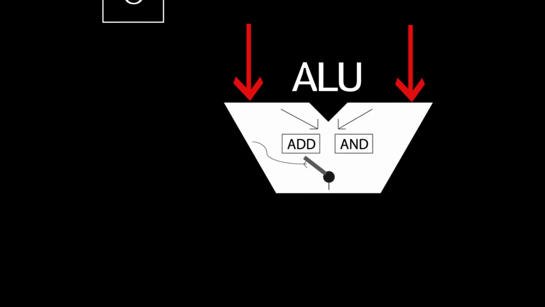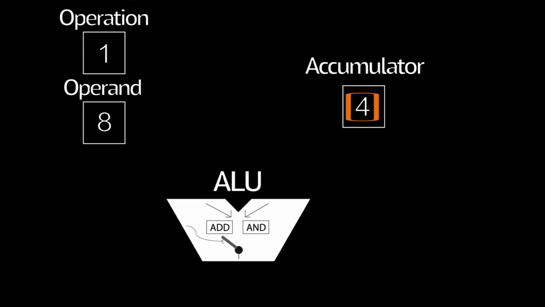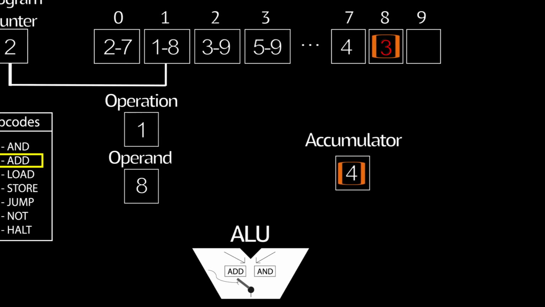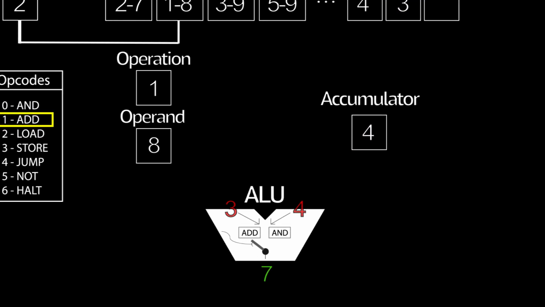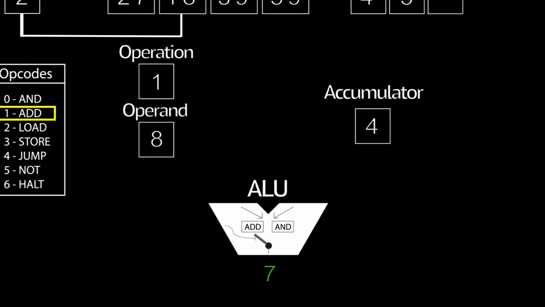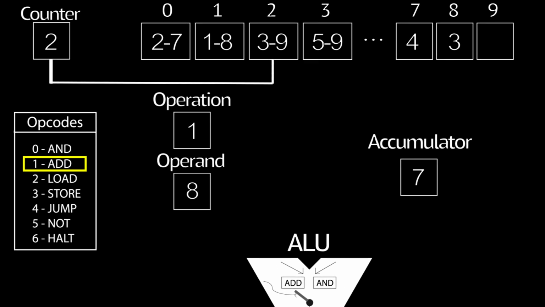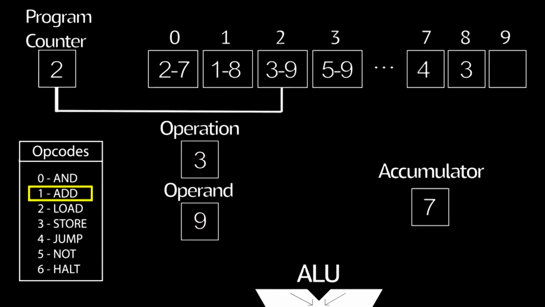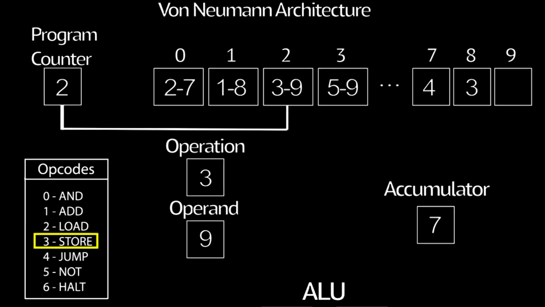In essence, the ALU is a function selector that takes in 2 inputs, chooses the operation, and spits out the output. So, we're actually going to take register 8's value of 3 and the accumulator value of 4 and plug this in to the ALU with the opcode as the function selector. Since 4 plus 3 is equal to 7, the ALU outputs this value and stores it back into the accumulator. The program counter is at 2, and register 2 has opcode 3 and operand 9. The store instruction tells us to save the accumulator value back into memory at register 9.